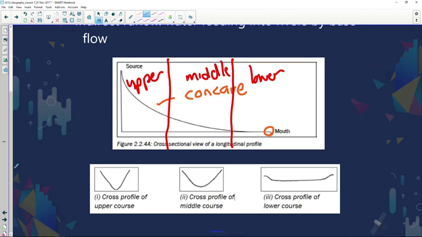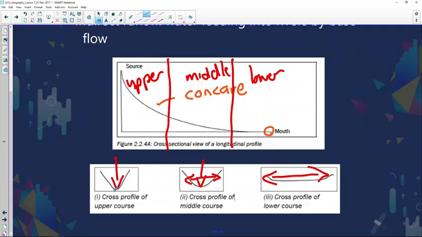Then obviously we look at our cross profiles. As you can see, that is your cross profile of your upper course. Why? Because of downwards erosion. This is your cross profile of the riverbed in the middle course because of lateral erosion and downwards erosion. And then if you look at the cross profile of the lower course of the riverbed, it's very wide. But very importantly, there's no erosion taking place, Gr12, only deposition. So all of that material that's been eroded over there and over there is being deposited over there.